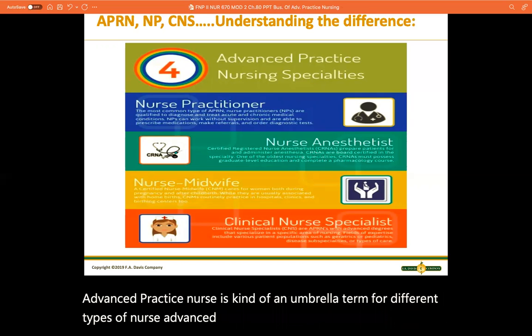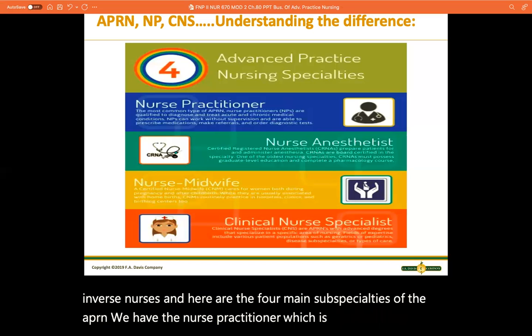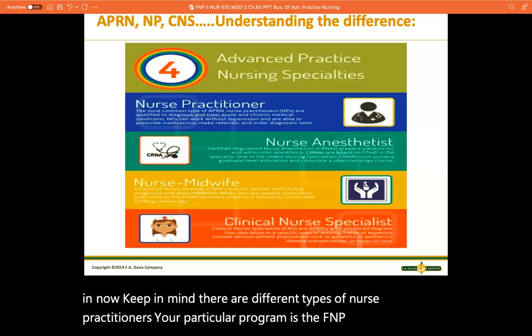So we have different types of advanced nurses, and here are the four main subspecialties of the APRN. We have the nurse practitioner, which is the role you guys are in. Now keep in mind, there are different types of nurse practitioners. Your particular program is the FNP program, or family nurse practitioner, right?